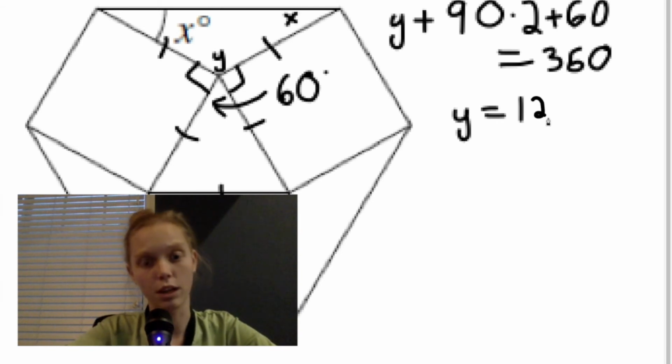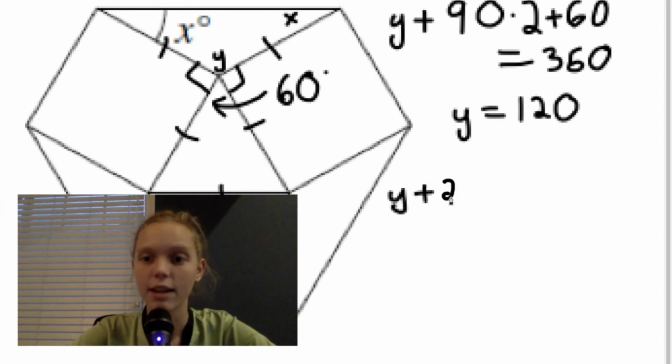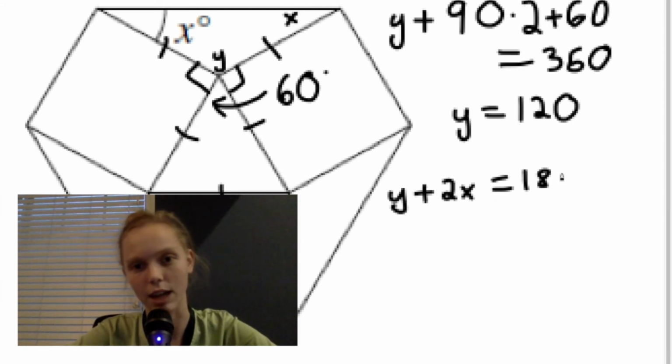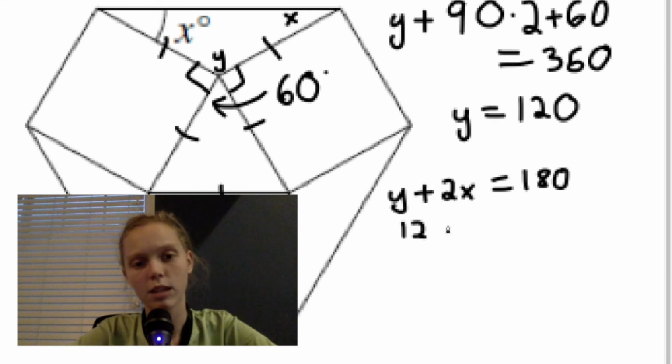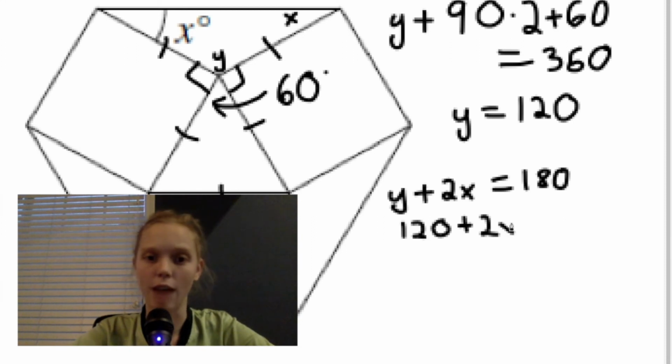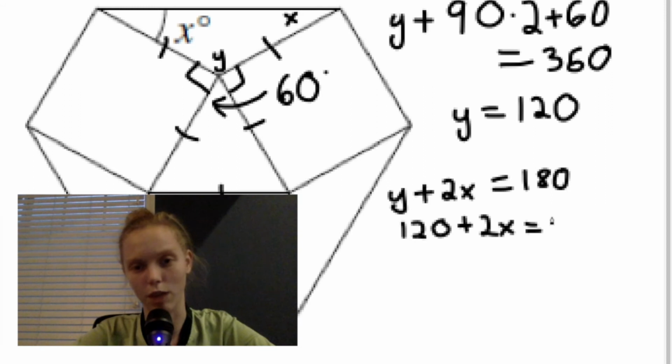Now, we can use this y value in order to find a value of x because we know that the sum of the interior angles of any triangle is going to equal 180, so y plus 2x is equal to 180. Let's substitute y into this equation. So we get 120 plus 2x is going to equal 180. Next, we're going to have to isolate x. So we subtract 120 from both sides.